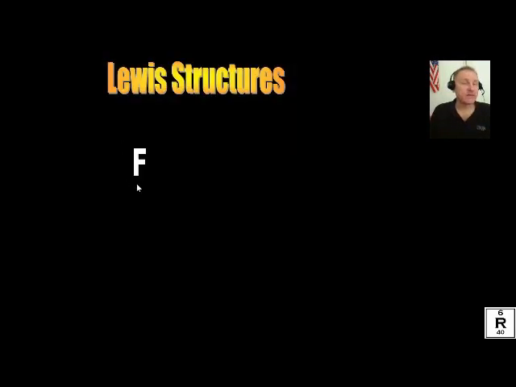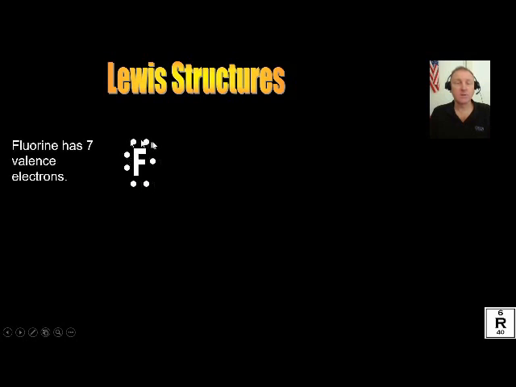Fluorine has 7 valence electrons, so what we're going to do here is write those 7 valence electrons around the fluorine in the form of dots. So we're going to use each side, because remember it's the rule of octets, so we have 4 sides to a square, and if we have 4 sides and each has a pair, that will account for all 8.